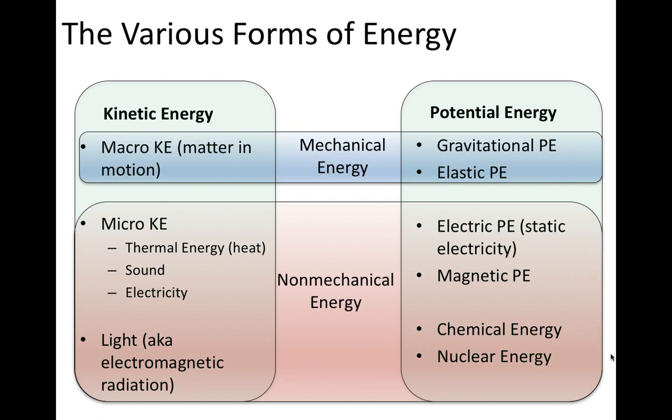So we can look at the kinetic energy side. Microscopic kinetic energy is the kinetic energy that a system would have because of the motion of its atoms, molecules, or things that aren't easily measured with their motion. Thermal energy comes from the random motion of the particles that make up a system. Sound energy is energy that moves through a medium, so through air, water, through the ground, with the organized vibration or motion of the particles.